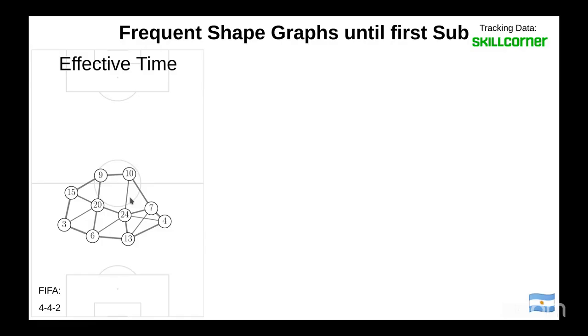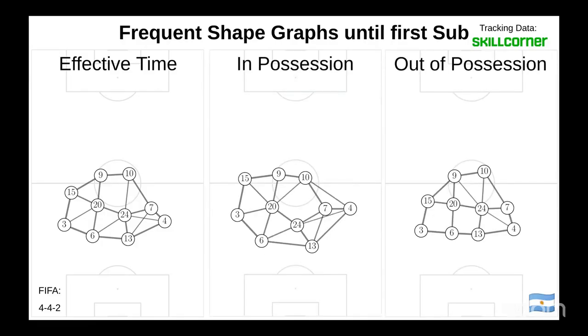But what if we use phases of play? So for example, when the team had the ball and when they didn't have the ball, I think the picture can become both more clear, but also a bit confusing at the same time. So in possession, you can see in the visualization that this looks more like a 4-3-3 with a single defensive midfielder. So we can maybe say numbers 3, 6, 13, and 4 were the back line players. Number 24 was the single defensive midfielder.